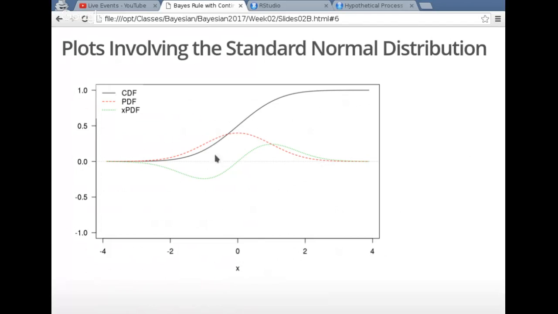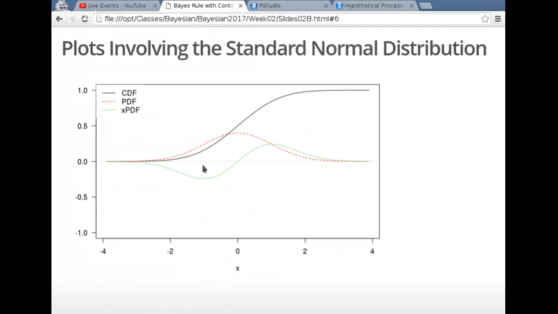And you can imagine integrating the red curve from negative infinity to 1, let's say. Here's 1. You could calculate how much area there is underneath the red curve between negative infinity and 1. And that number would be equal to the black curve evaluated at 1, because the integral of the PDF is the CDF.